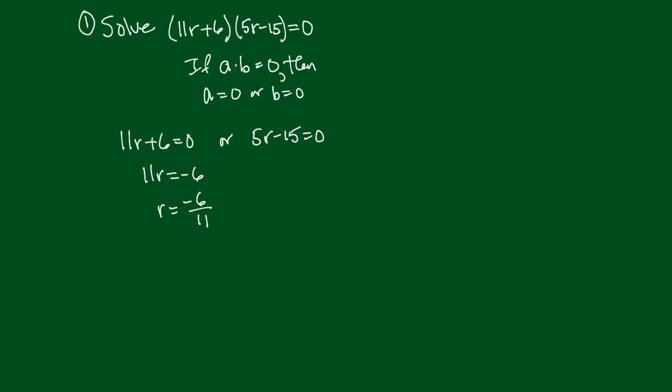Or, now let's solve this one. So I'm going to add 15, then divide by 5. So I'll get 5r equals 15, divide by 5, we'll get r is equal to 15 divided by 5 is 3. So I'm going to claim that the solutions, there's two of them here, negative 6 over 11 and 3.